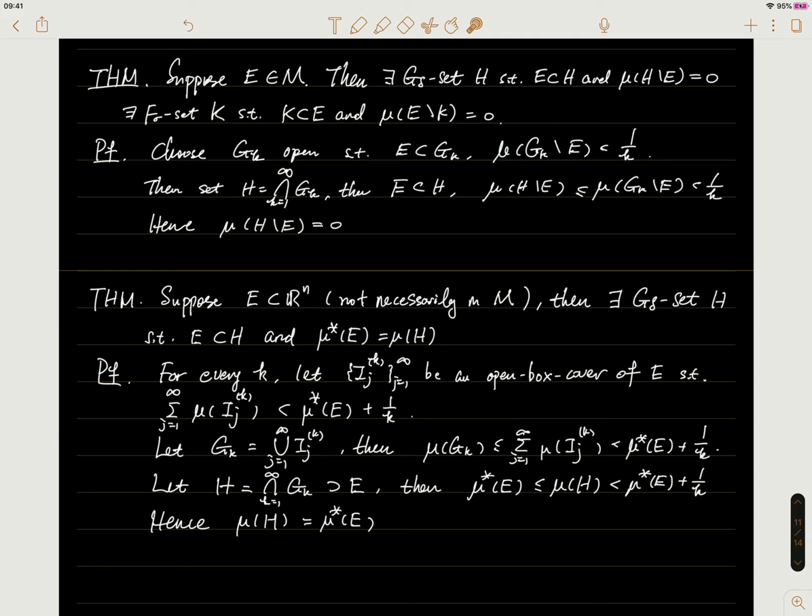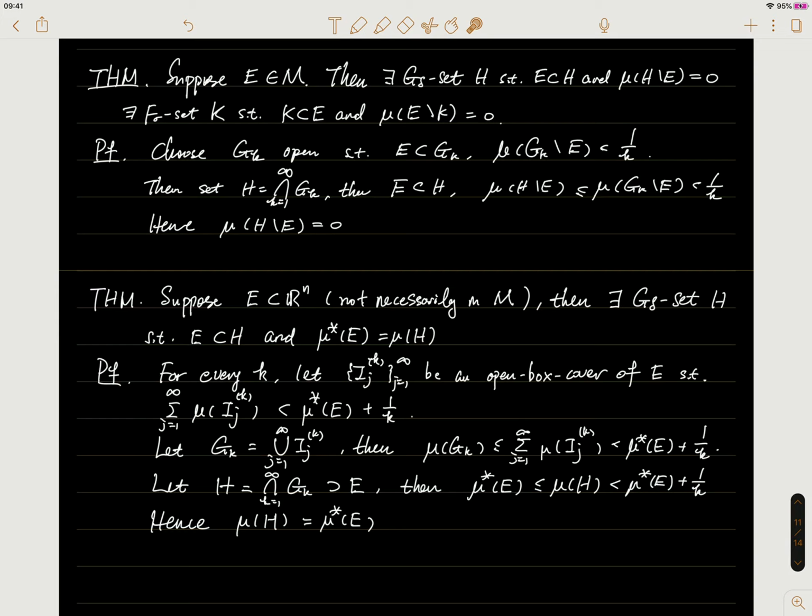Then I know that the measure of this G_k is less than or equal to the sum of the volumes of these boxes. I don't have equality because I don't know if the open boxes overlap or not. And according to our choice of the open box cover, this is less than the outer measure of E plus 1 over k. Now I can take the intersection of these open sets. I call it H. So H is a G delta set. Recall that each G_k includes E, so E is inside G_k, and taking the intersection, E will still be a subset of H.